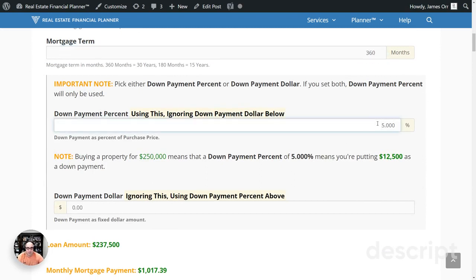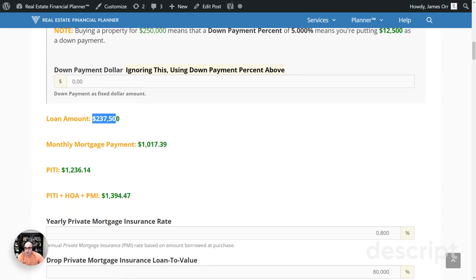In this case, she's putting 5% down. She's not using a separate dollar amount. You could say, hey, look, I've got not 5% down. I've got $20,000 that I want to put down. You could decide to do $20,000 instead. In this case, she's just doing 5% down on the property. That means her loan amount is going to be $237.5.